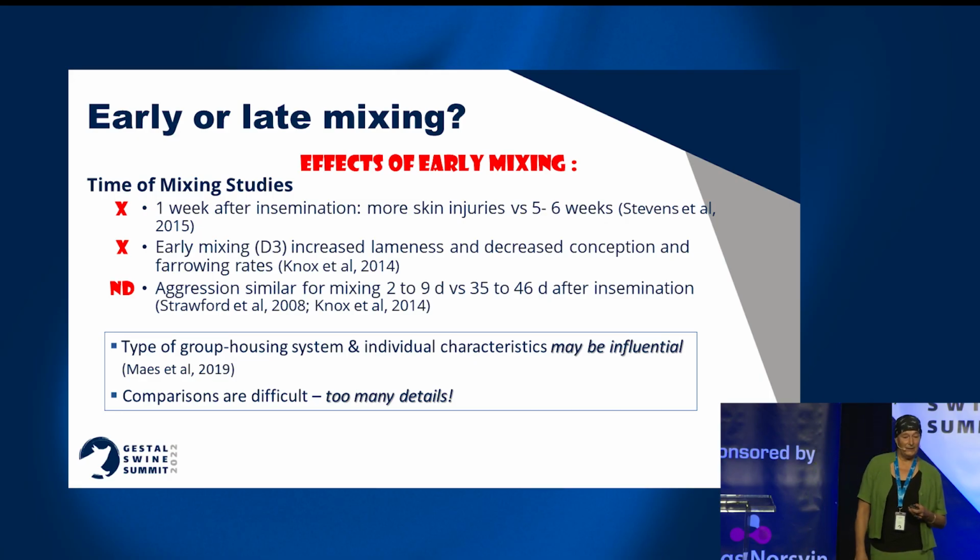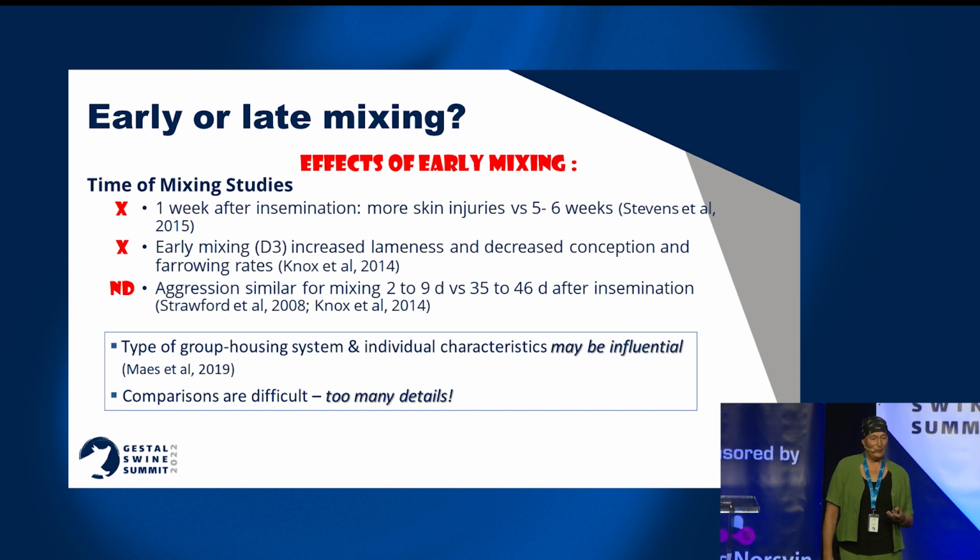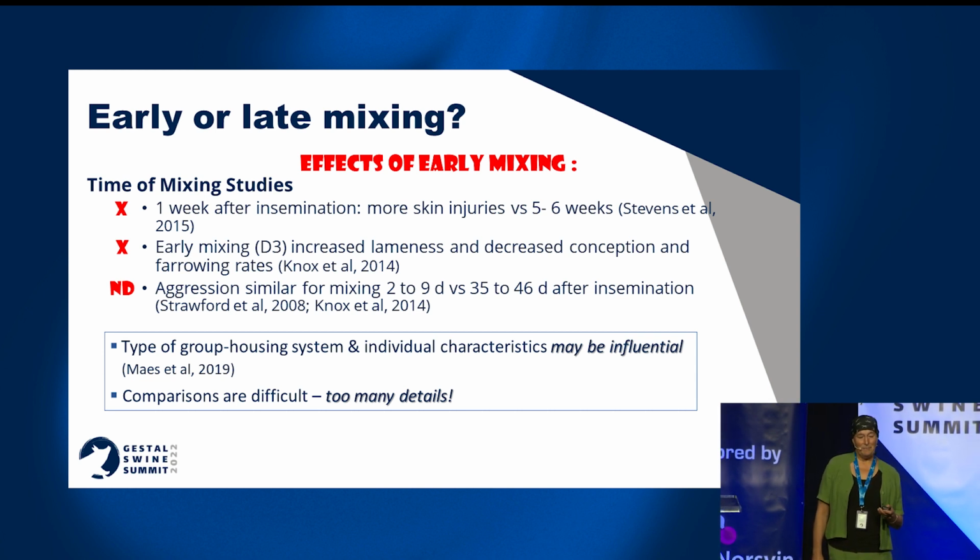Studies on early or late mixing, certainly there's some evidence that there is more aggression when sows are mixed early, before implantation. There's this study by Stevens et al. Mixing 1 week after insemination, there were more injuries, skin lesions versus 5 or 6 week mixing. Another paper by Rob Knox, early mixing at day 3 increased lameness and decreased conception rates and also farrowing rates in that study done in Illinois. And then Strawford and Knox found similar levels of aggression mixing 2 to 9 days versus 35 to 46. So, a mixture of studies. We say early mixing is bad, or no difference.